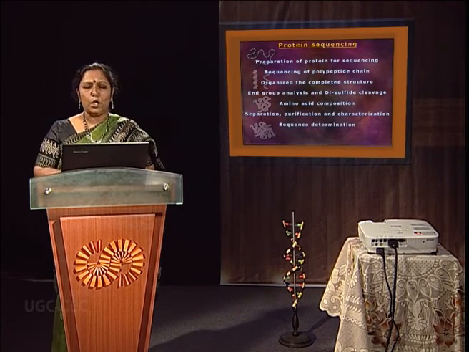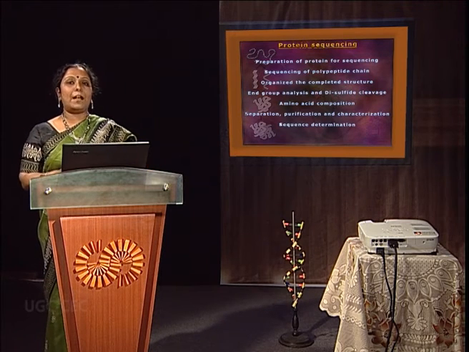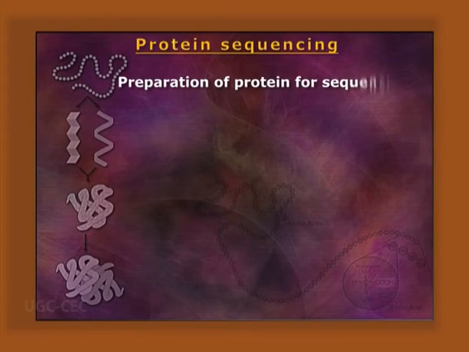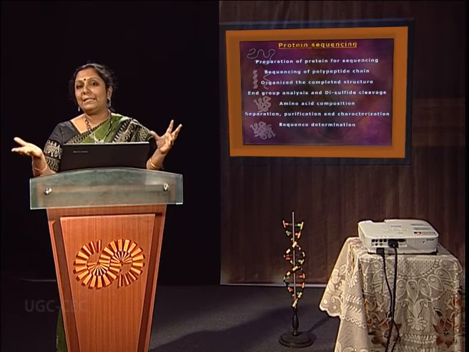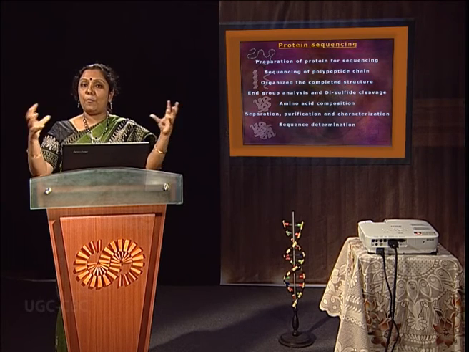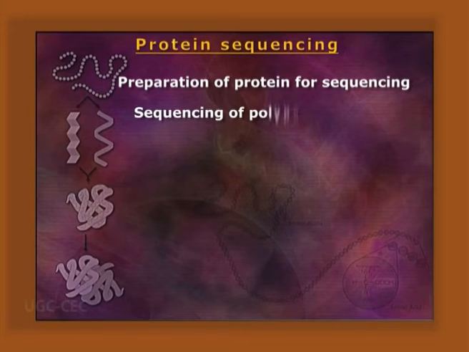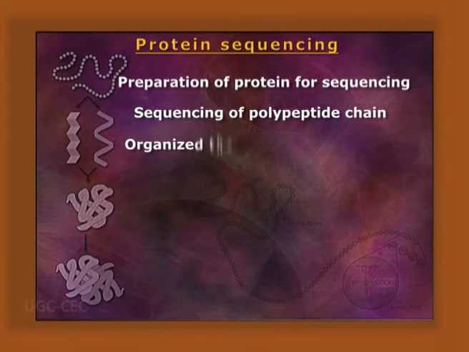Protein sequencing. So many steps are there. Number one, preparation of protein for sequencing. So, we will denature them by cleavage of disulfide linkage with beta mercaptoethanol. So, we will know how many subunits are present. Then, sequencing of each polypeptide. We will make fragments of the polypeptide and organize the completed structure with overlapping.